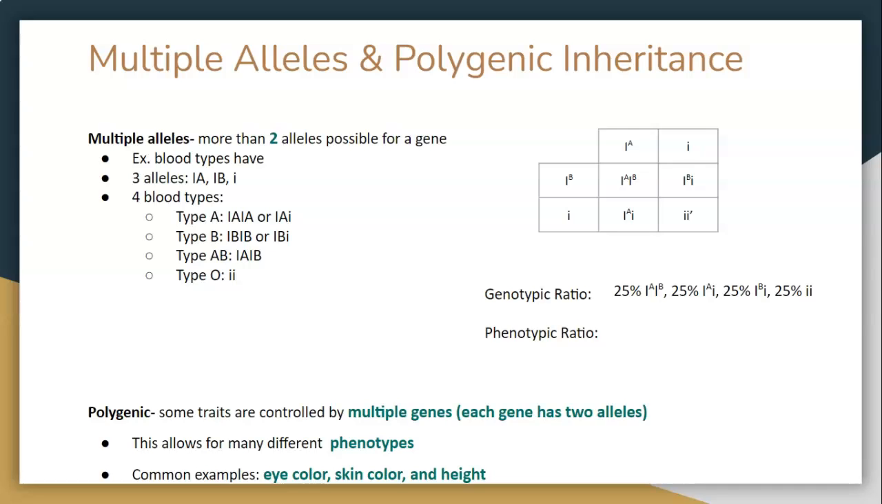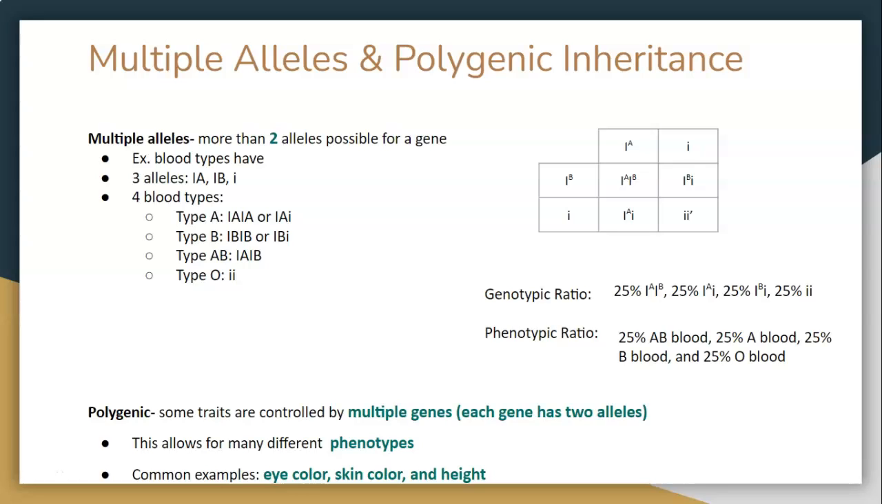lowercase i, lowercase i. When you're looking at these genotypes, again, you're just taking those genotypes, looking back at this sort of code that we have created, and our phenotypic ratio is showing that it's 25% of each of the blood types: 25% AB, 25% A, 25% B, and 25% O blood.